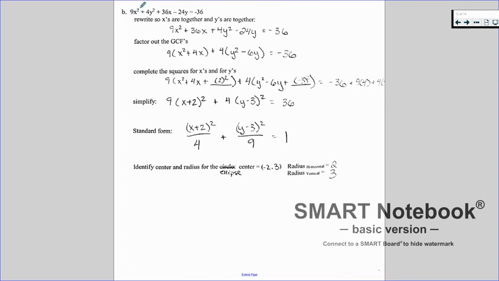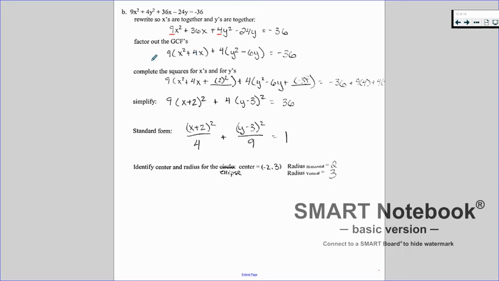Try another one. 9x squared plus 4y squared plus 36x minus 24y equals -36. So put the x's together, put the y's together. This one now I'm going to factor out the 9. I'm going to factor out the 4. Figure out what I have to add. So the middle term divided by 2 squared is going to be a 4.